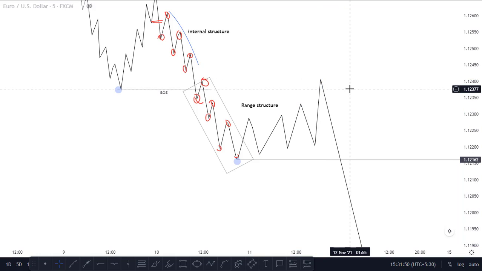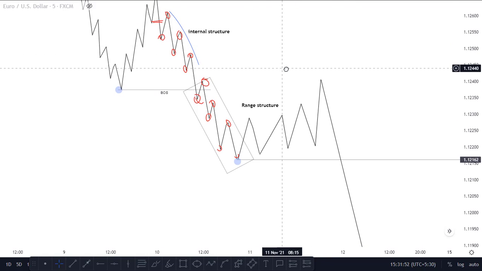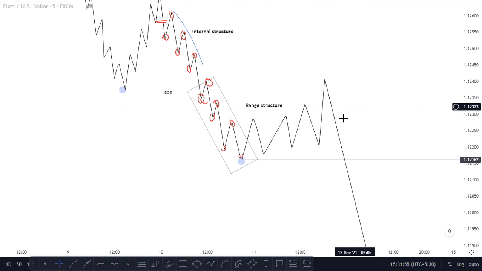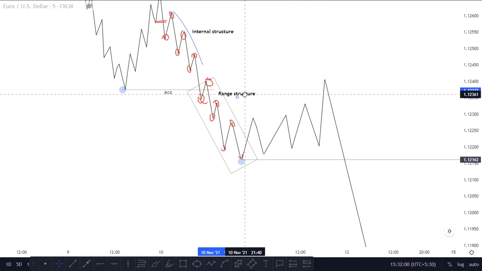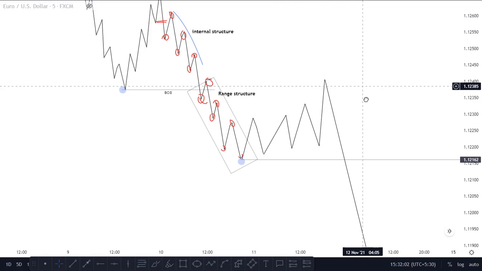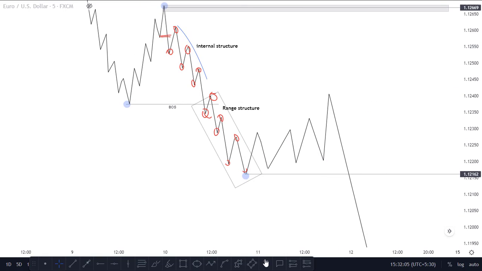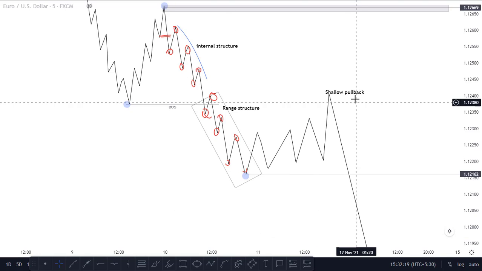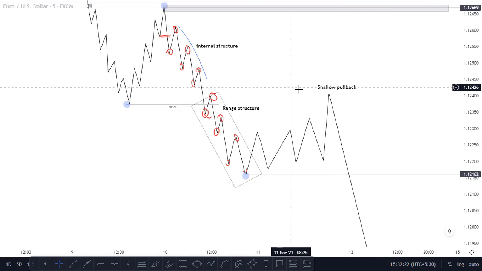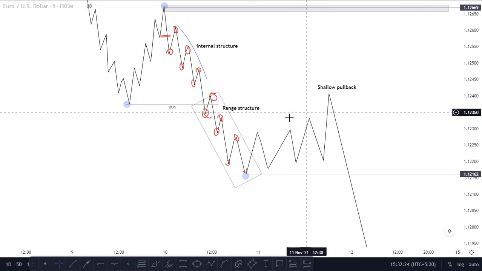That's something we cover when we talk about inducement levels, liquidity inducement. But it may trade on this level, but we still call this zone a shallow pullback. We didn't have a deep pullback. It is a shallow pullback. This is what we call a shallow pullback. You have to understand that.